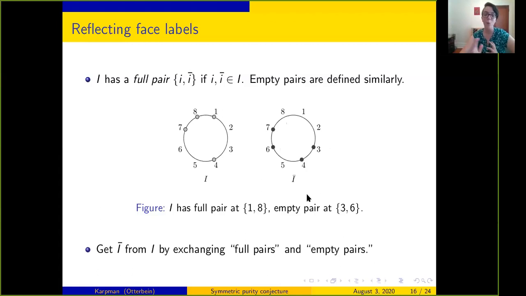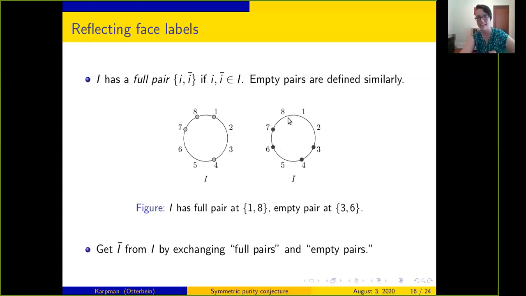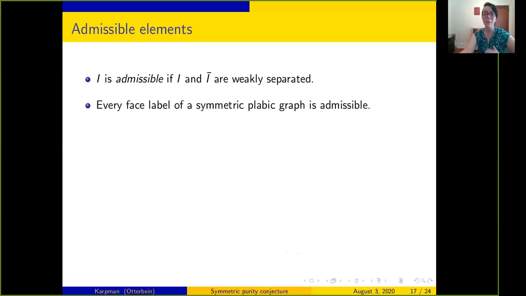And when we reflect a face label, if we think in terms of this visual representation, what we're really doing is exchanging full pairs and empty pairs, right? If I reflect an element that contains both 1 and 8, well, since it contains 1, its reflection can't contain 8, and since it contains 8, its reflection can't contain 1, and so on. So to be a face label of a symmetric plabic graph, or to live in a symmetric weakly separated collection, you had better be weakly separated from your own reflection, right? That is clearly true.